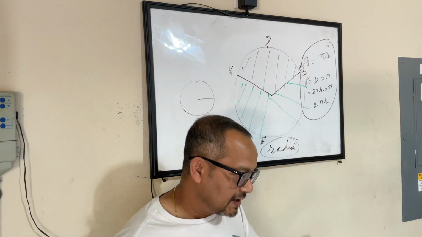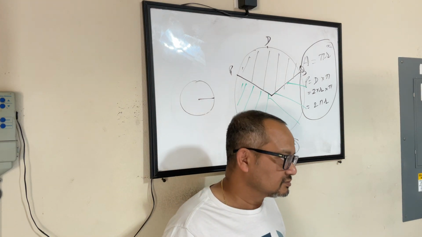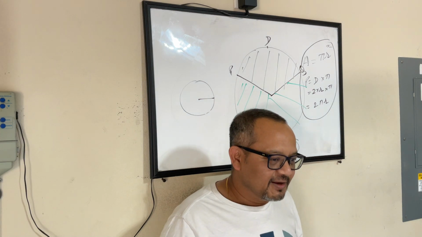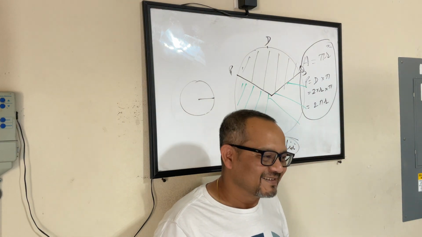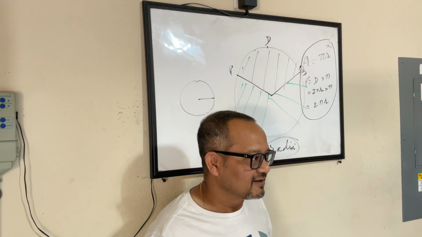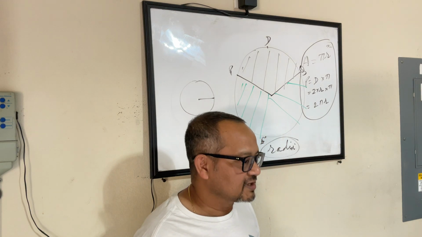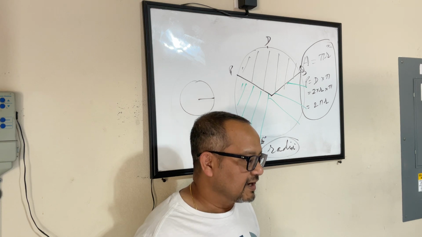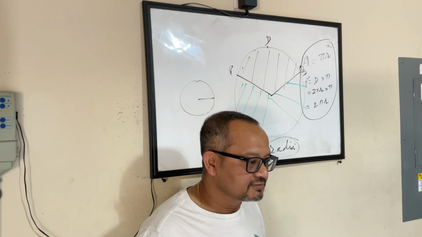Now, what is arc? Anybody else on the screen? Is it like a piece of the circumference? A piece of the circumference, yes. Anybody else who has a different point of view?